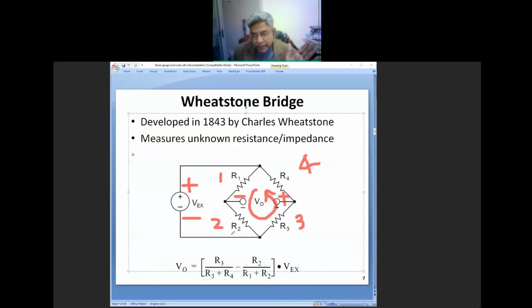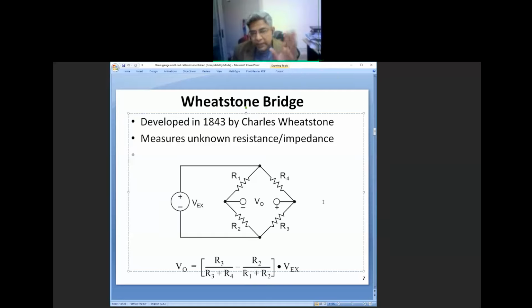Based on this Wheatstone circuit, VO, the output voltage, is equal to R3 divided by R3 plus R4, the right side, minus the left side, R2 divided by R1 plus R2, multiplied by the excitation voltage. O means output, EX for excitation, which we are giving. So remember the polarity: plus here, minus here, then plus here and minus here. R1 here, R2 here, they are in anti-clockwise order. Then we have this formula for the change in resistance.